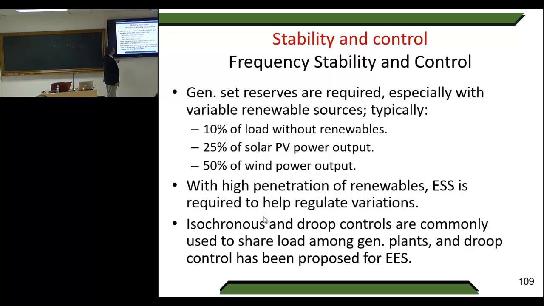With high penetration of renewable energy, an energy storage system is required to help regulate these variations. Isochronous and droop controls are commonly used to share load among generation plants, and droop control has been proposed for energy storage systems.